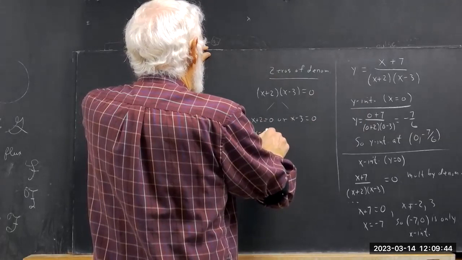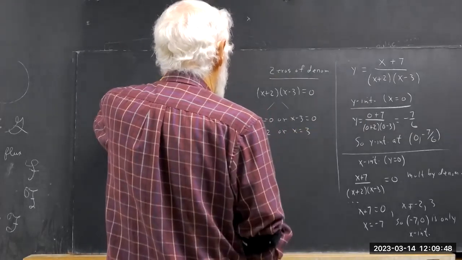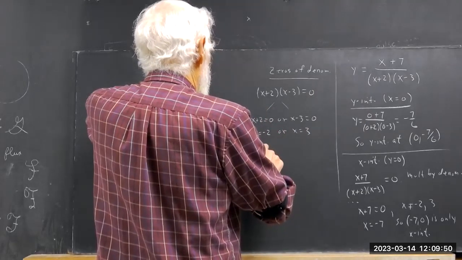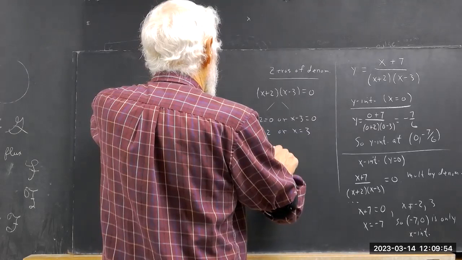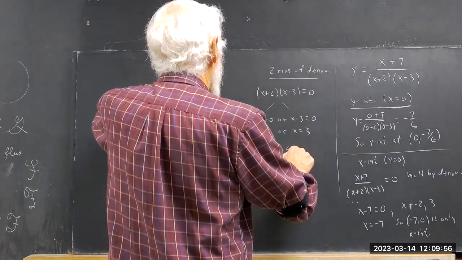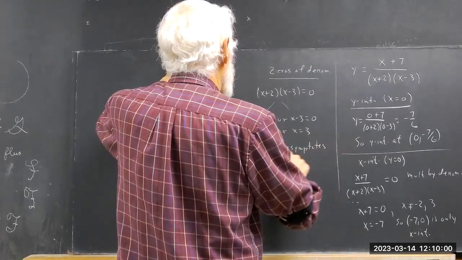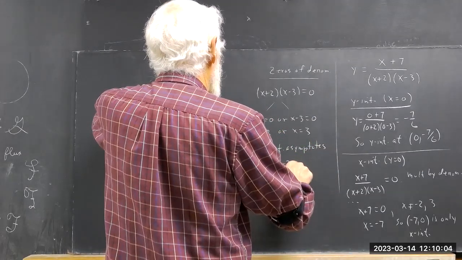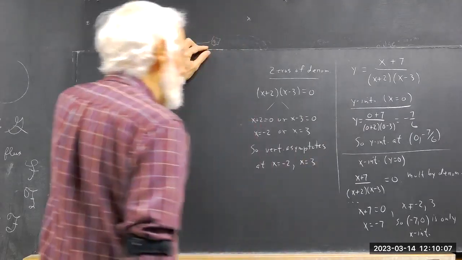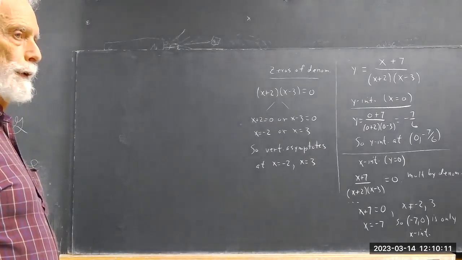Okay, so x equals -2, and x equals 3. We have vertical asymptotes at x equals -2 or x equals 3.